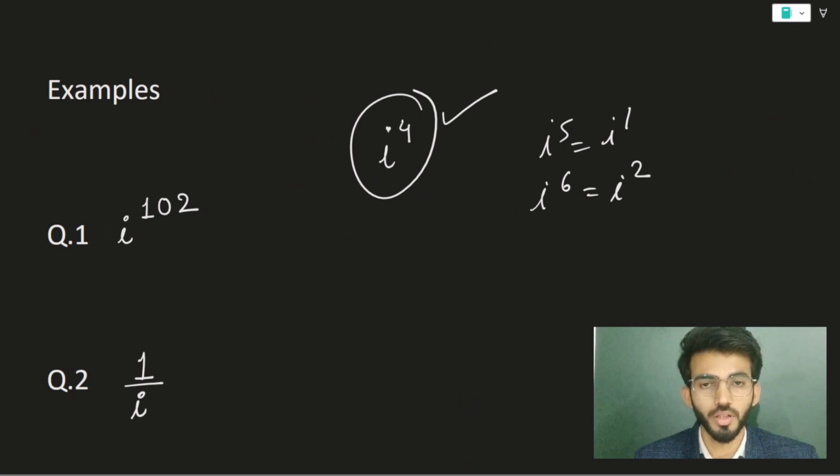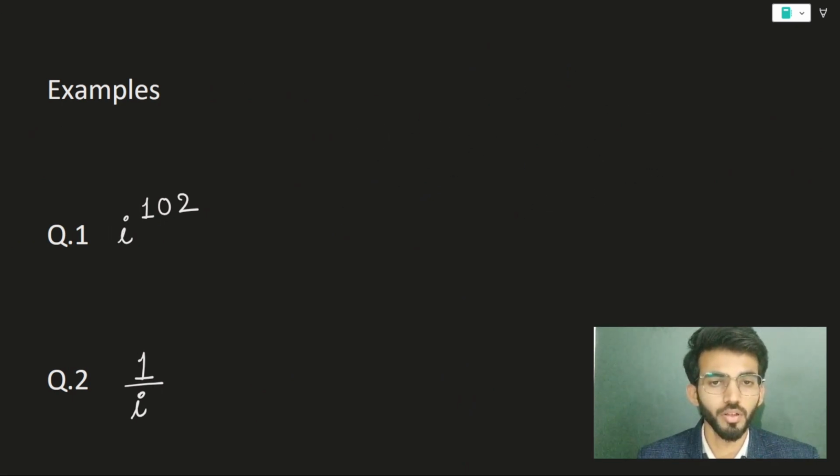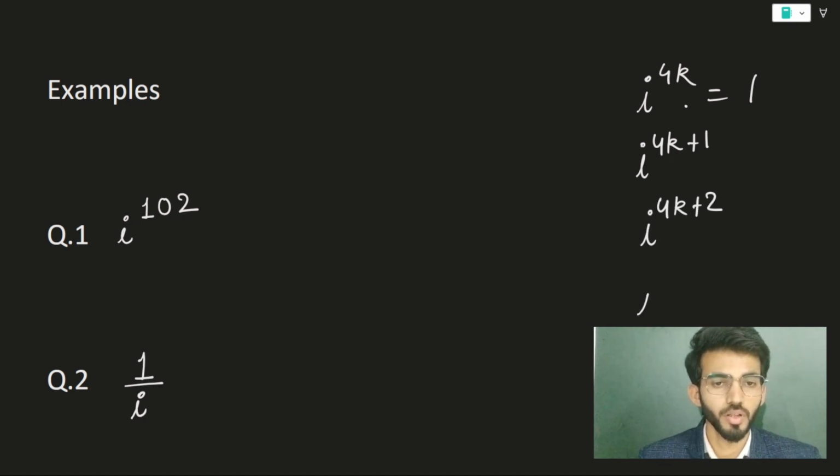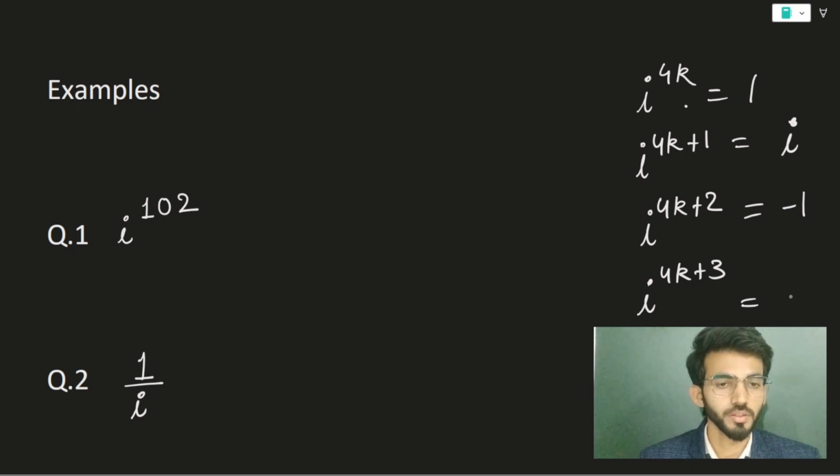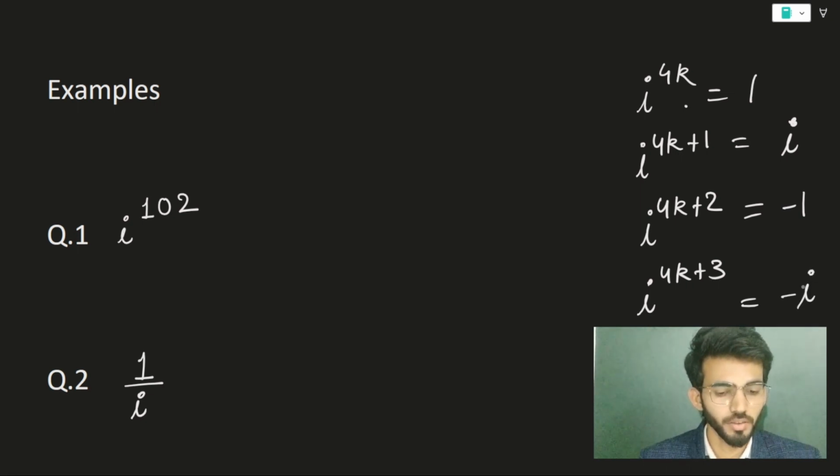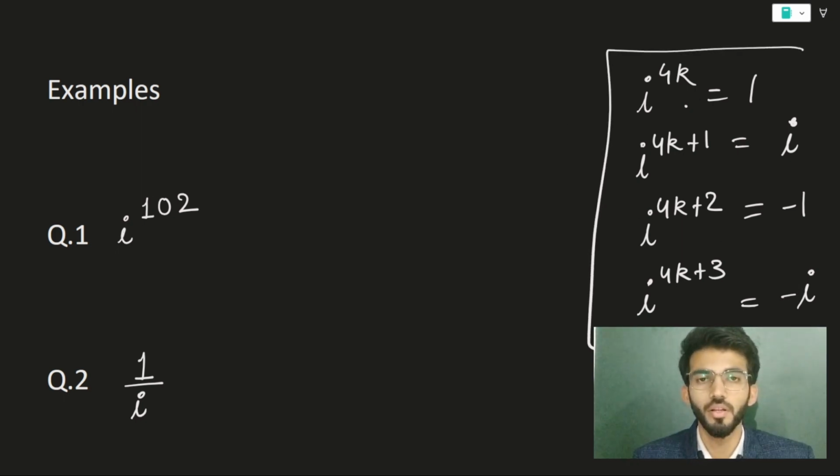Before continuing with the examples, let me write down the important points here: i to the power 4k is equal to 1, i to the power 4k plus 1 is i, i to the power 4k plus 2 is minus 1, and i to the power 4k plus 3 is minus i, right? Okay, nice. Now, with the help of this, we're going to solve these questions.